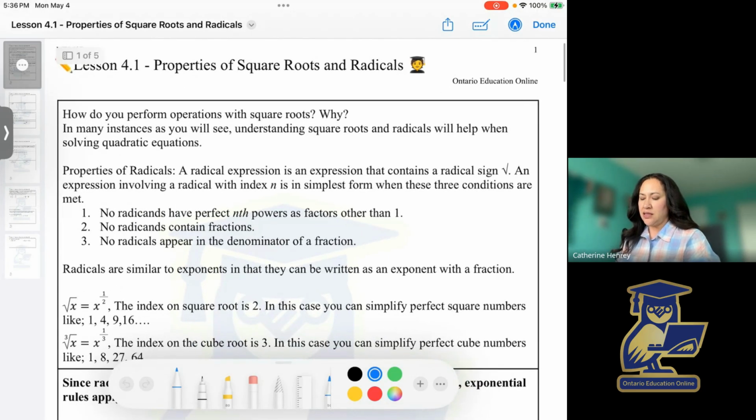So in many instances, you'll see that understanding square roots and radicals is going to be very helpful when solving quadratic equations. So the specific properties of radicals. A radical is an expression that contains a radical sign. So I think you've seen something like this before. An expression involving a radical sign with the index n is in simplest form when three conditions are met. Number one, no radicands have perfect nth powers as factors other than one. No radicands contain fractions, and no radicals appear in the denominator of a fraction.